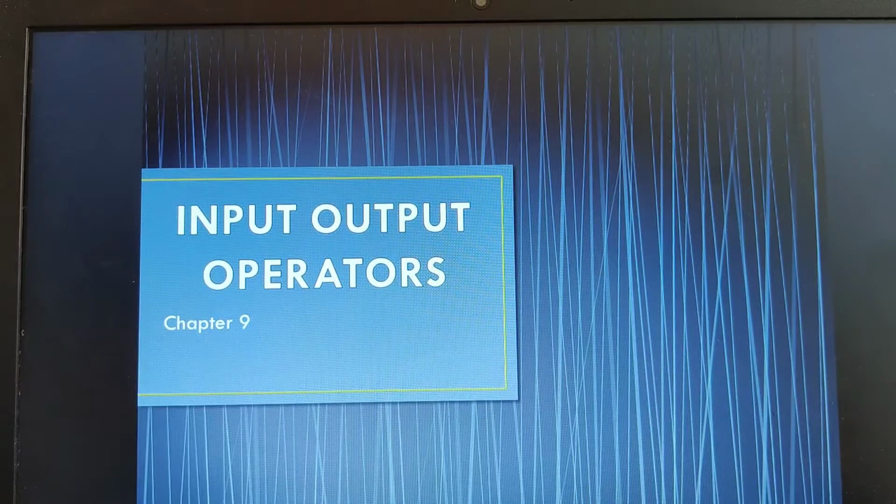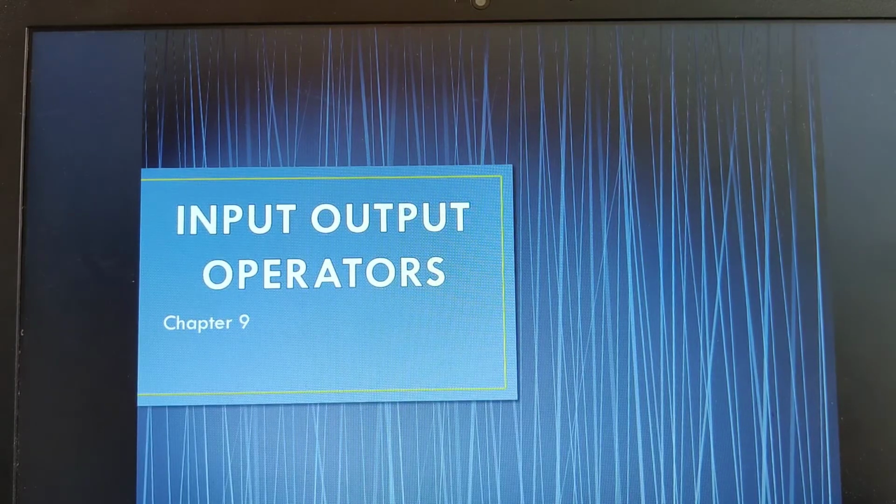Today in this class we shall start with a new chapter, that is input output operators. So these input output operations are usually done by using the library functions known as cin and cout objects of the class iostream. We already know that cin stands for console input and cout stands for console output, which belong to a header file known as iostream, correct?